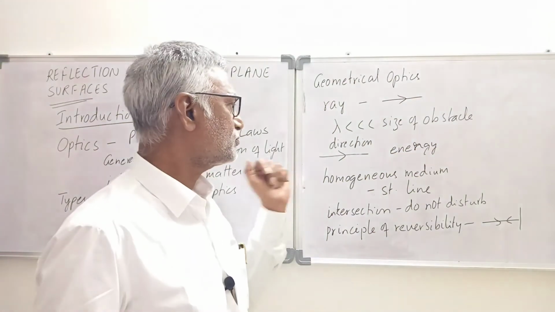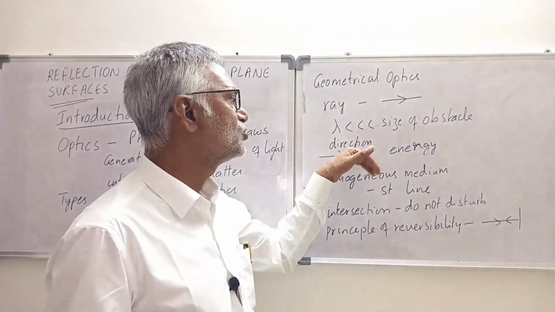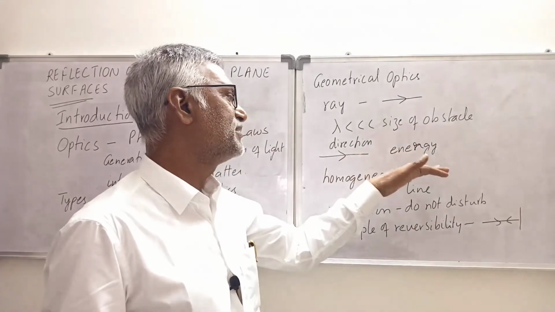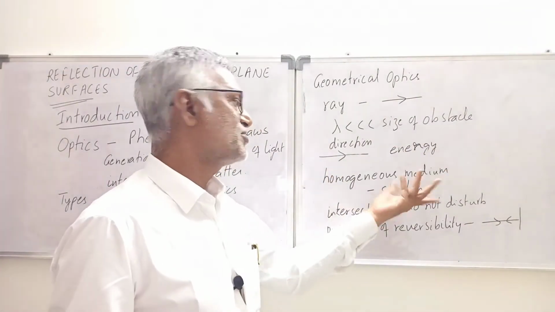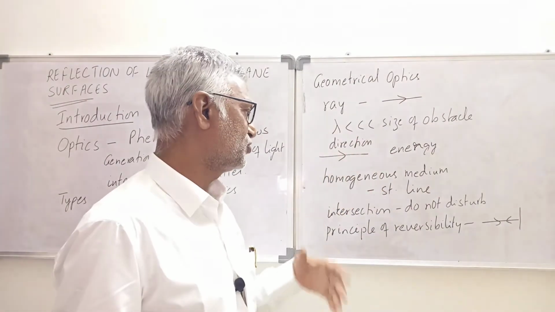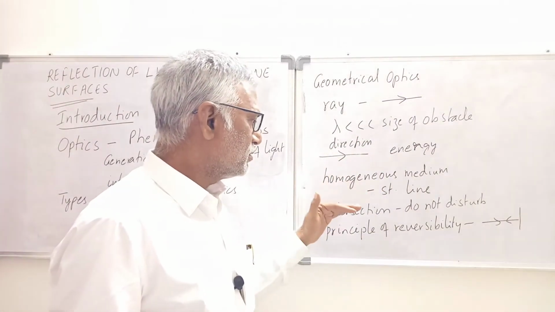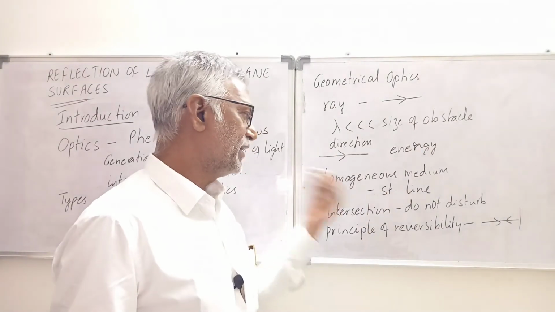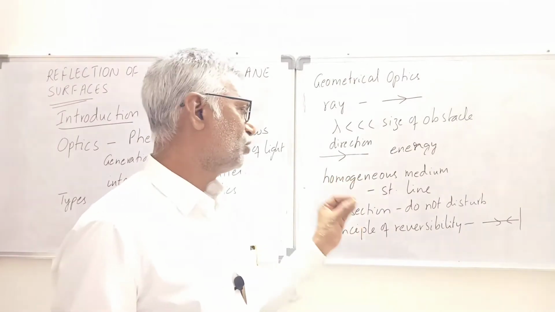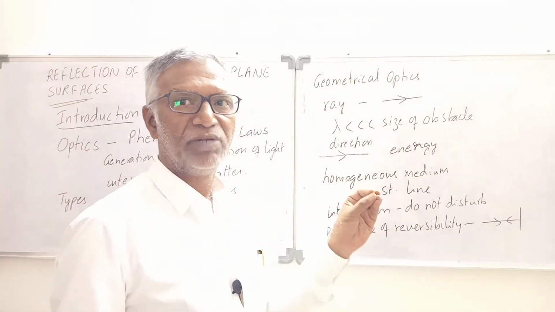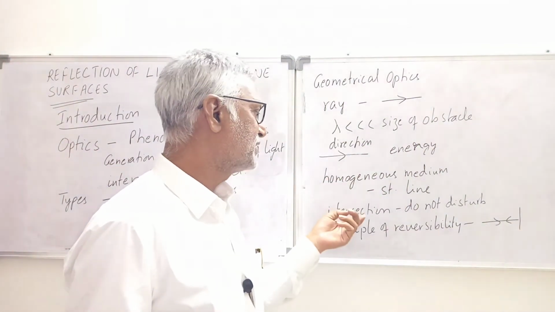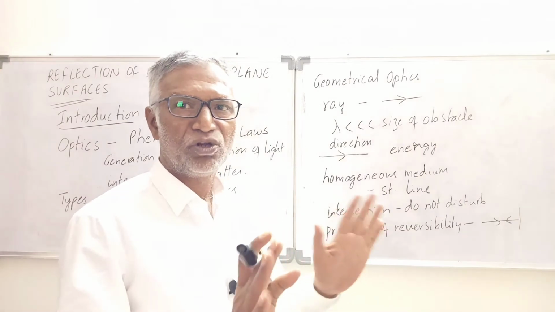That's all. What does this direction show? Energy propagation. In a homogeneous medium, light travels in a straight line. That is the property of a ray. When two lines or two rays are intersecting, they will not disturb each other. This is known as the law of independent rays or independent rays of light. Even if they are intersecting, they do not disturb each other.